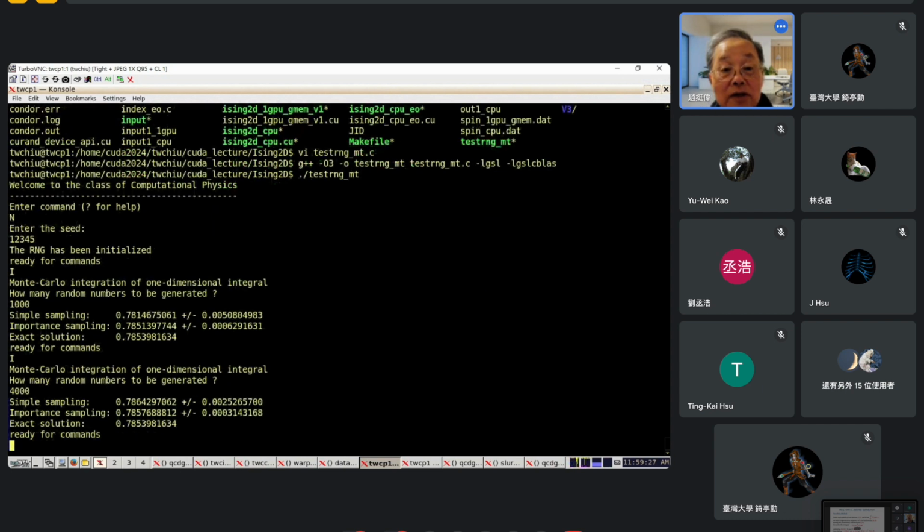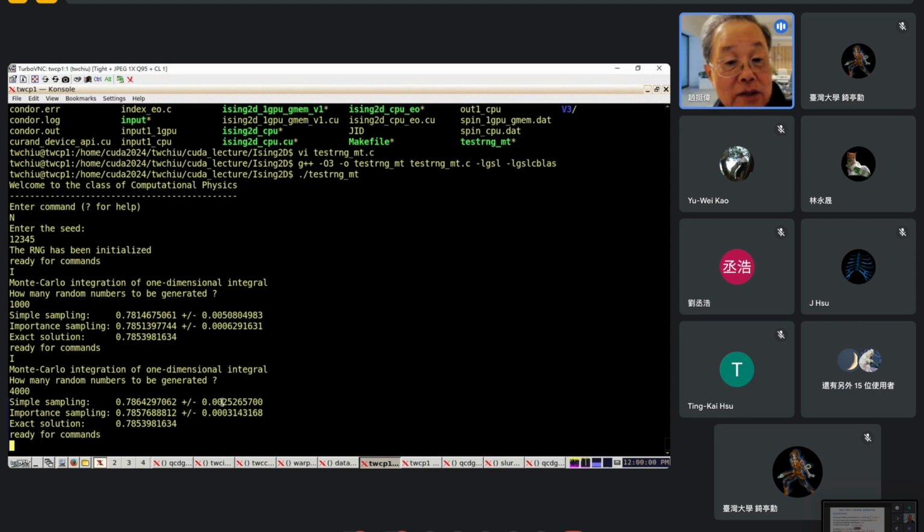So you can see the error here initially is 6 times 10 to the minus 4. Here you can feel, right? You see the error is proportional to 1 over square root n. n is increased by a factor of 4, and the error decreased by a factor of 2.